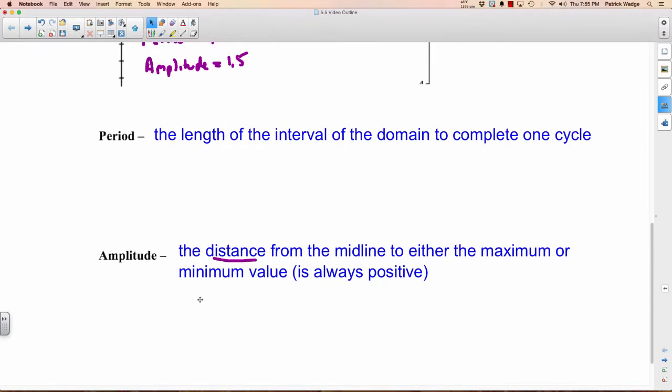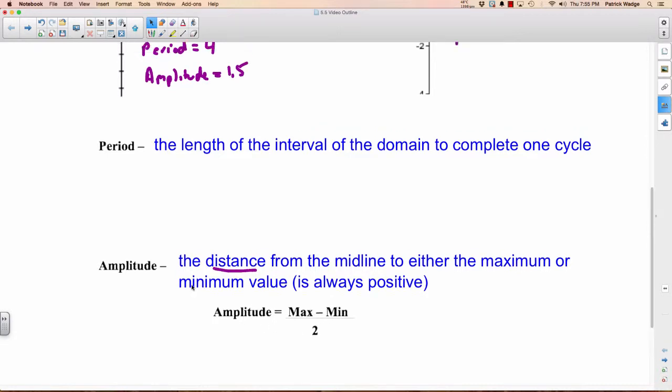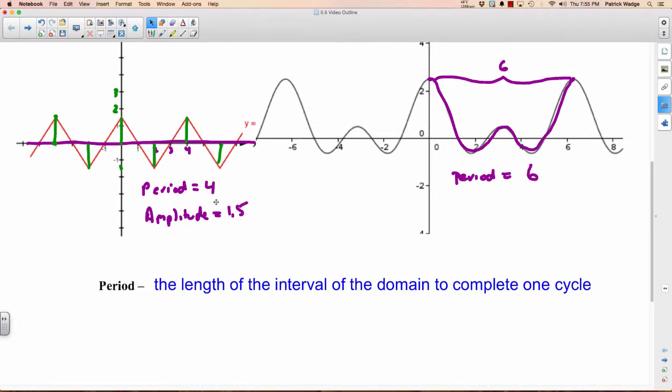Now there's actually a formula you can use to figure out amplitude. I'll give it to you. It's not always necessary to use. Here it is. The amplitude is equal to the maximum amount, take away the minimum amount, divided by 2. So I'll just show you that here.